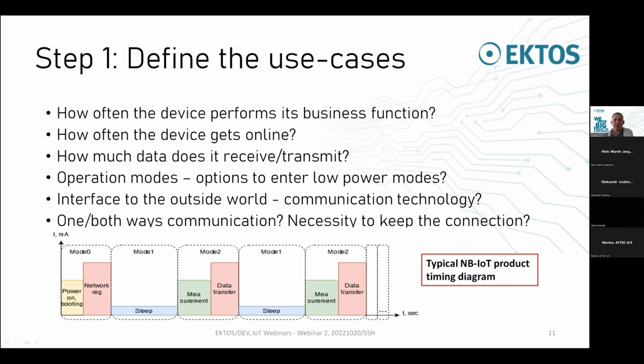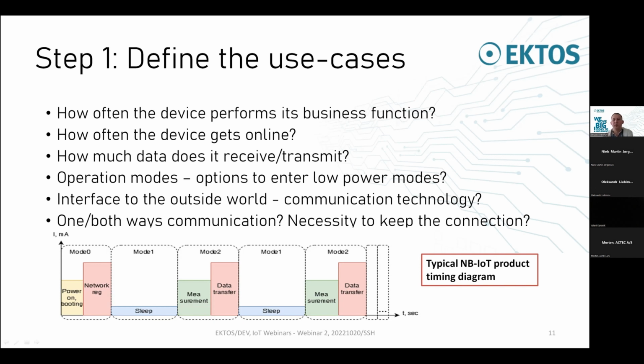When defining the use case, we should think about how often the device performs its business function, how often the sensor measures, whether it does some data processing, and so on. We also need to think about how often the device gets online. This means how often your IoT product will send the measurements to the server. How much data does it receive and transmit? Is it 16 bytes of data, or is it 2 kilobytes of data, or whatever it is?